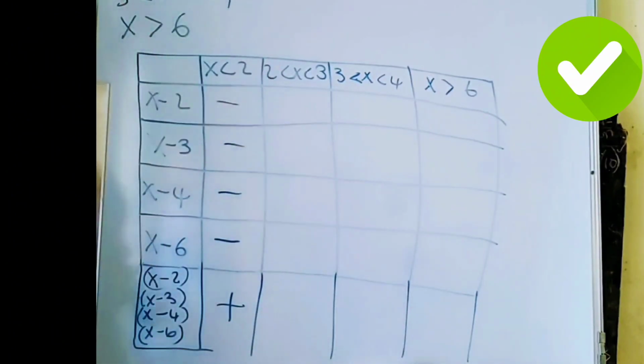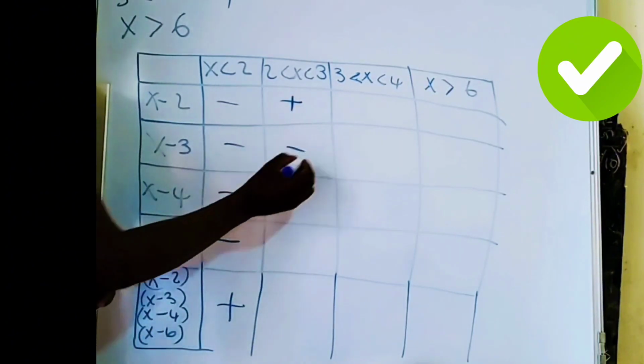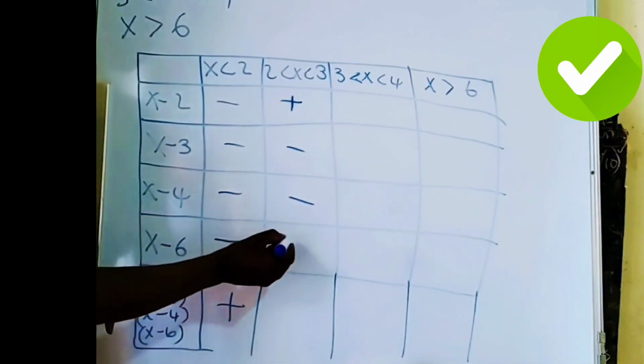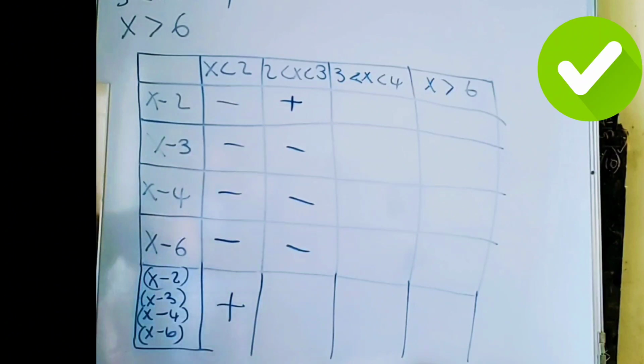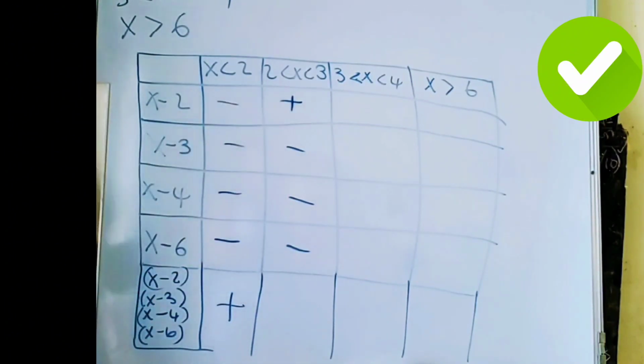Now, we pick any value in this range, any value between 2 and 3. For example, 2.5. 2.5 minus 2 gives us a positive value. 2.5 minus 3 is negative. 2.5 minus 4 is negative. 2.5 minus 6 is negative. So multiplying this will give us, at the end, a negative solution.